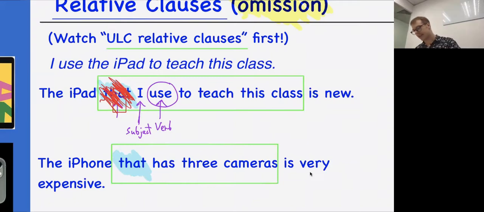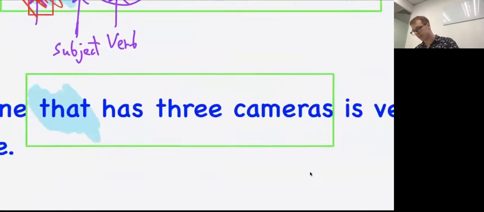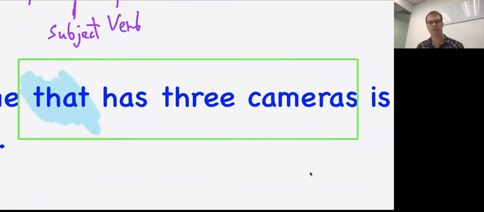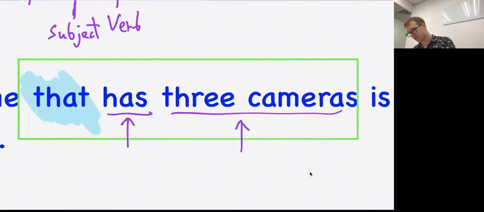But let's look at this second example. That has 3 cameras, right? This is my relative clause. Let's look again. Where is my verb?